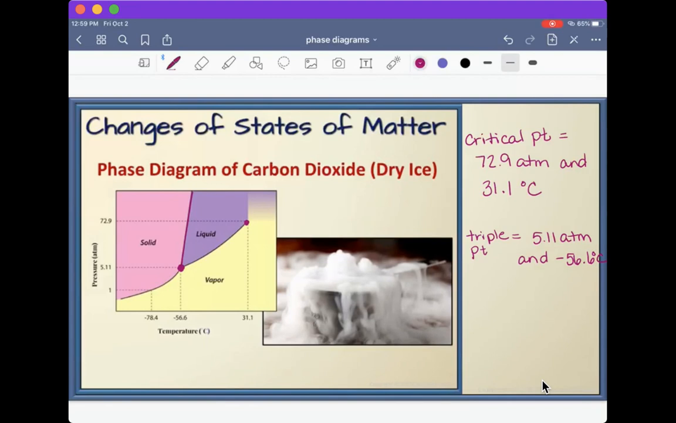If we wanted all three phases to exist in equilibrium, those are the conditions that must be met. Remember, along the lines are the actual phase changes, when both of the phases are present. This line right here is our sublimation and deposition. This here is our vaporization and condensation, and this is our melting and freezing. Any of the points located along here will tell you what phase it is in at that condition.